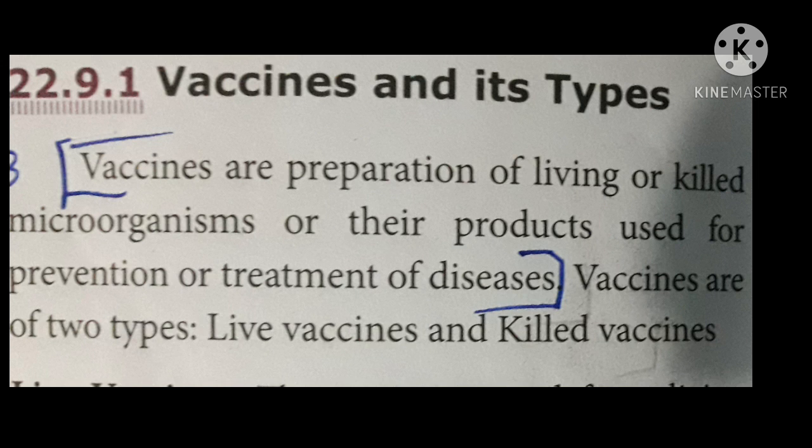Answer, turn to page number 268. Immunization under vaccines and its types. Paragraph C, vaccines and its types. First 3 lines: Vaccines are preparations of living or killed microorganisms, or their products, used for prevention or treatment of diseases. Till there you mark it.